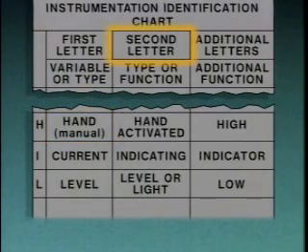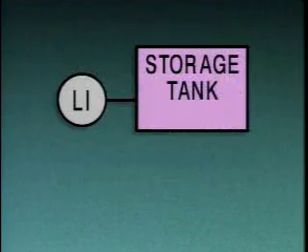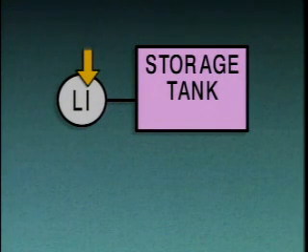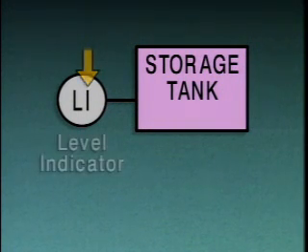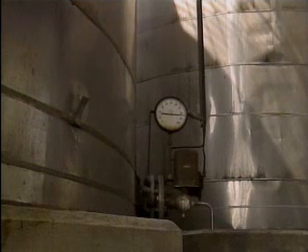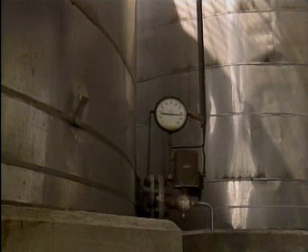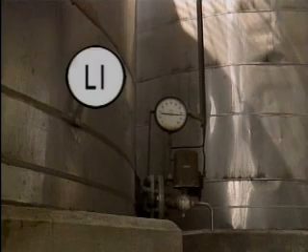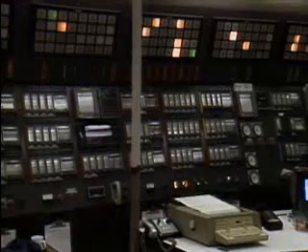The second letter in an instrument symbol usually indicates the type of instrument or its function. The second letter in this symbol is an I. So this symbol represents a level indicator. Instruments that are located near a piece of equipment, like the level indicator for this tank, are referred to as local instruments. They're represented by a circle and letters.